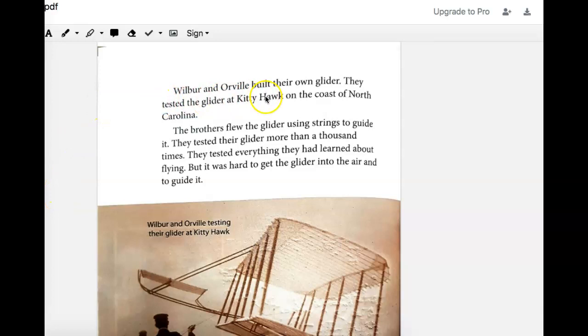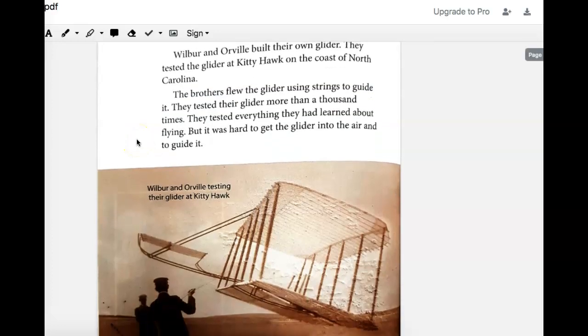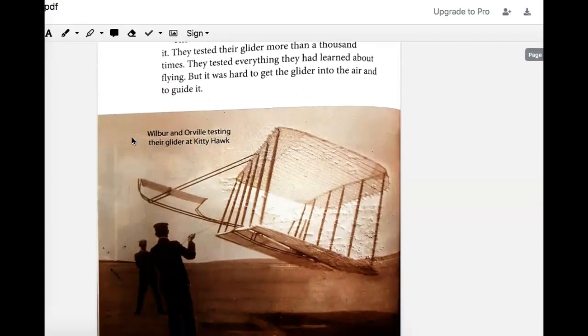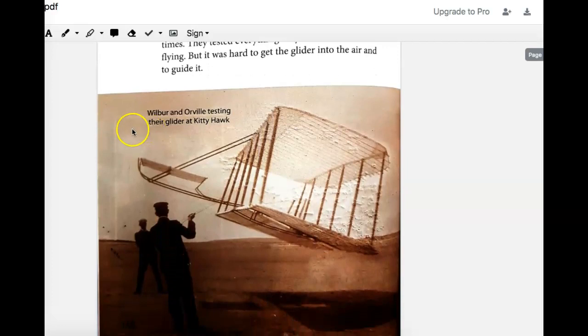Wilbur and Orville built their own glider. They tested the glider at Kitty Hawk on the coast of North Carolina. The brothers flew the glider using strings to guide it. They tested their glider more than 1,000 times. They tested everything they had learned about flying. But it was hard to get the glider into the air and to guide it. So here we have Wilbur and Orville testing their glider at Kitty Hawk.